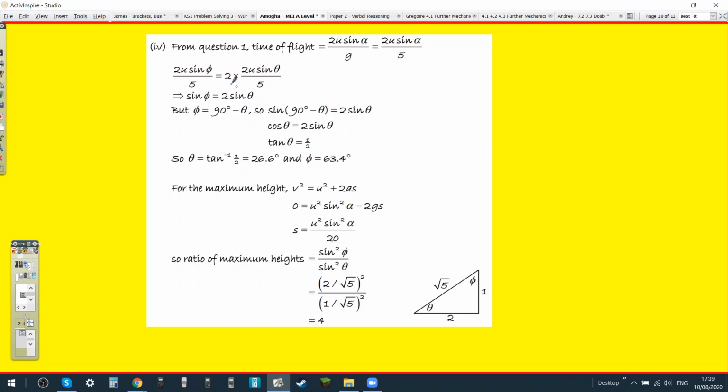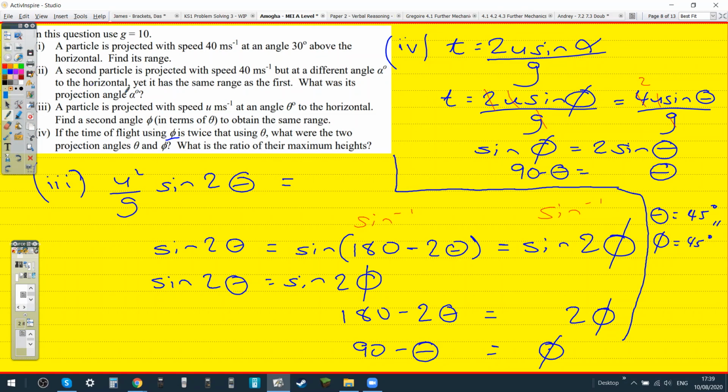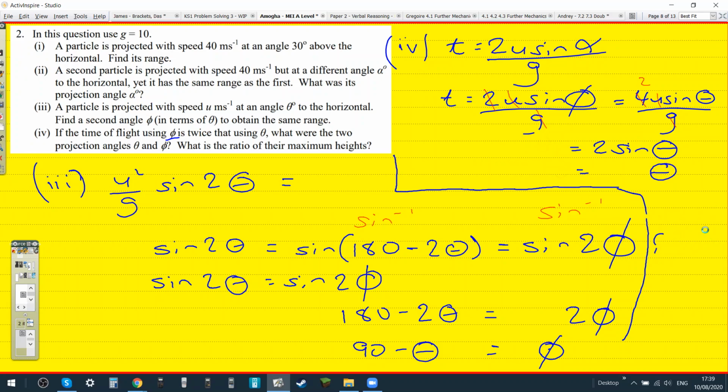So cosine alpha is equal to 2. Sine of 90 minus theta is cos theta, somehow. That's cheating. Is that right? That's true. I always forget that though. Everyone forgets that. So sine of 90 minus theta is just cos theta.